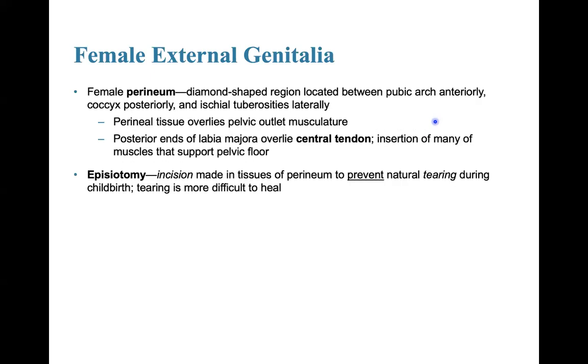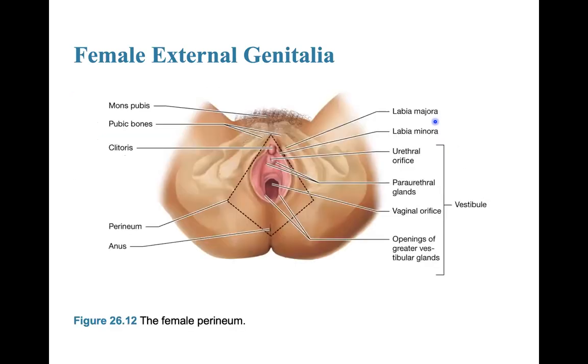The female perineum is a diamond-shaped region located between the pubic arch anteriorly, the coccyx posteriorly, and the ischial tuberosities laterally. An episiotomy is an incision that's made in the tissues of the perineum to prevent natural tearing during childbirth. Tearing is much more difficult to heal than a surgical incision. And here's the external genitalia.